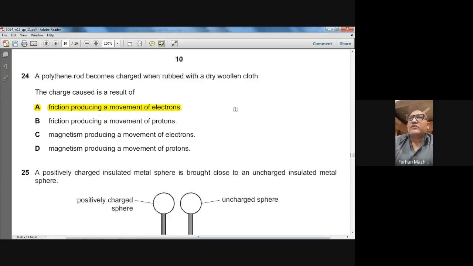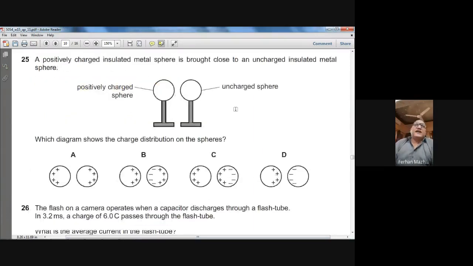So question number 25. A positively charged insulated metal sphere is brought close to an uncharged insulated metal sphere. So this one is positively charged, and this is uncharged. Due to the presence of this positive charge, what will happen? The free electrons here will be disturbed. Because this is positive, some electrons will accumulate here, attracted to this positive. So this end will become negative and this end will become positive.